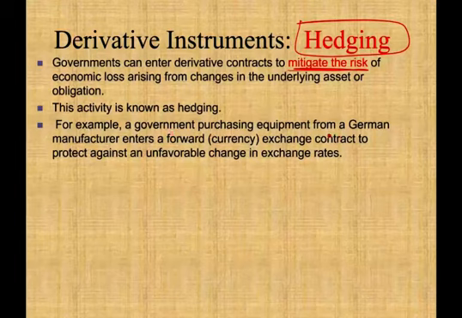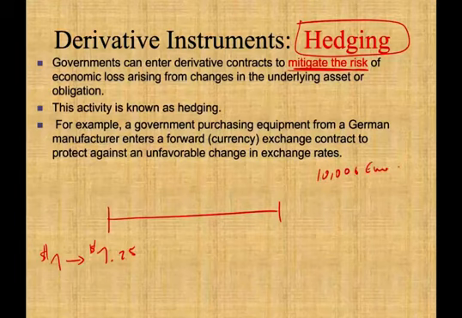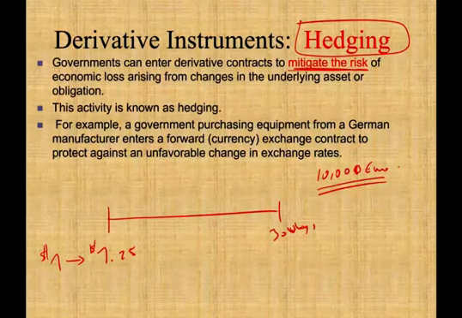For example, a government purchases equipment from Germany and enters into a forward currency contract to protect against an adverse change in exchange rate. Let's assume the government purchased a piece of equipment from Germany and the German wants euros. They'll give you 30 days. So today, each dollar will buy you, let's assume, $1.25 of euros. Let's assume they want you to pay 10,000 euros, but not today, 30 days from now. Let's see how much it would cost you to buy the 10,000 euros today.